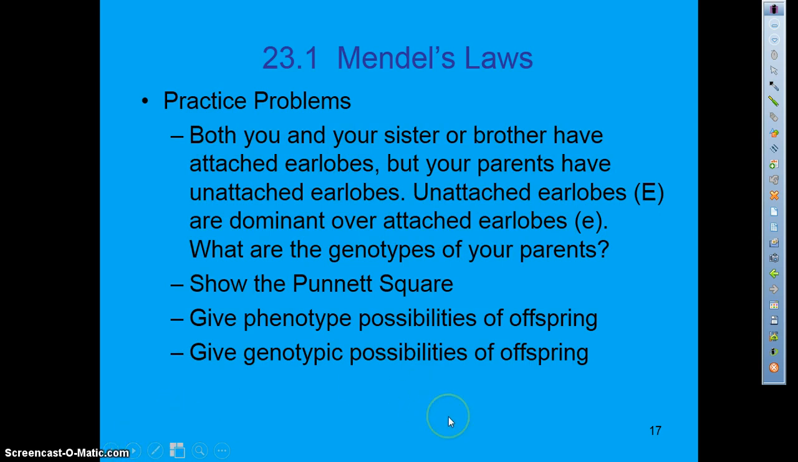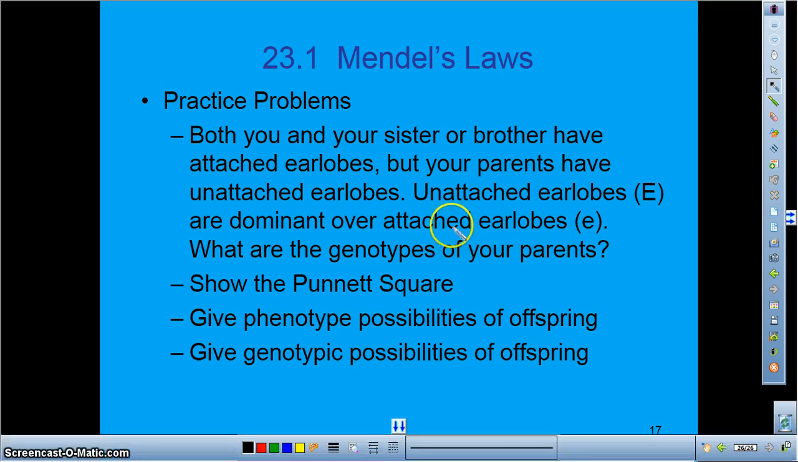Both you and your sister have attached earlobes, but your parents have unattached earlobes. Unattached earlobes are dominant over attached. What are the genotypes of your parents? So let's stop and think about this for a minute. You and your brother have attached, and that means that you must be both recessive. It says, what are the genotypes of your parents? Show the Punnett square and give the phenotype possibilities of the offspring.